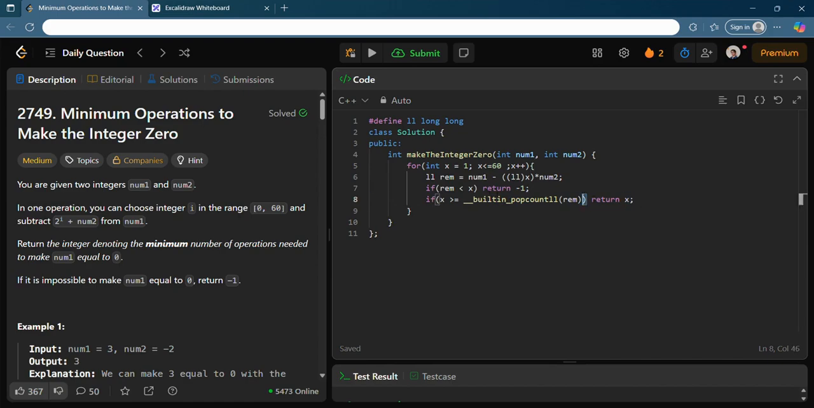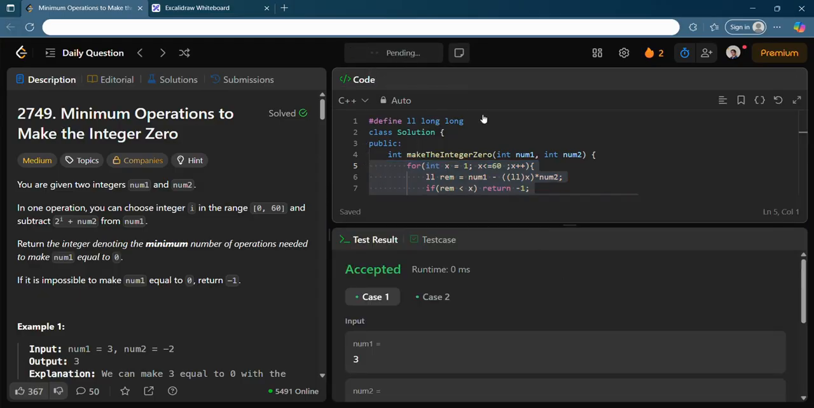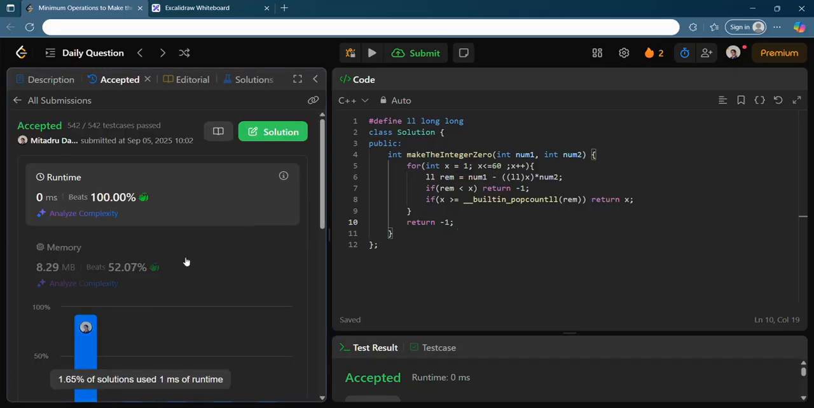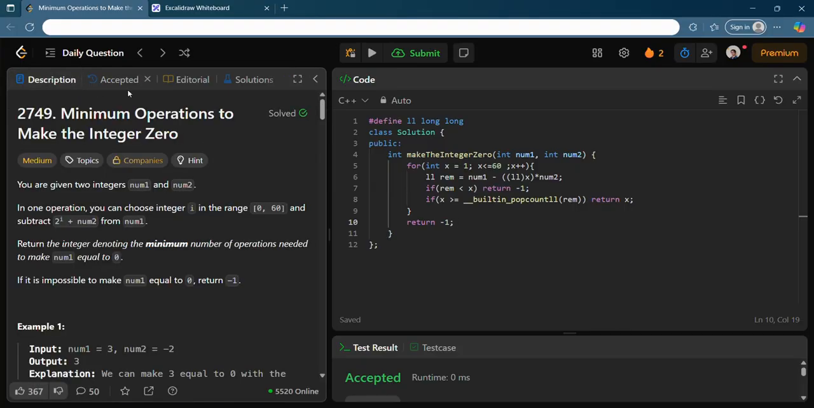You are iterating through the number of operations, and you have got a favorable operation where x lies in the proper range and can do the job. At the end, definitely you can return -1. That's all. It will not be difficult to code; you only wrote 6 lines of code. If you submit it, you get 100% on runtime and 52% on memory. This is the best possible thing you can do.